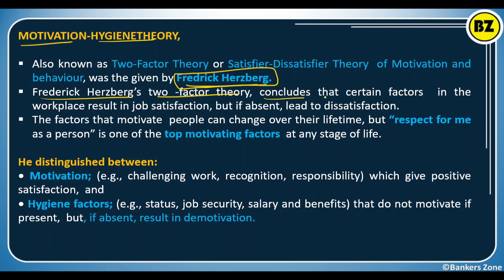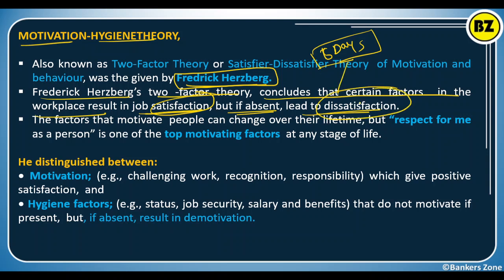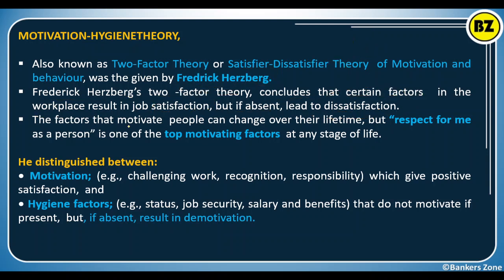The two-factor theory concludes that certain factors in the workplace result in job satisfaction, but if they are absent, they will lead to dissatisfaction. So obviously there are some factors. For example, in banking, if there is 5-day banking, we are highly satisfied. And if there is no 5-day banking, then it may lead to dissatisfaction in the bank employees. Got it? Very simple.